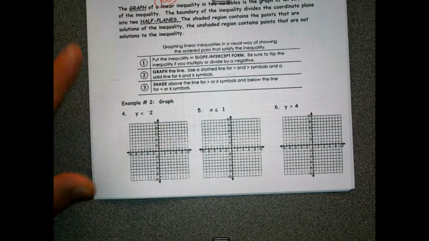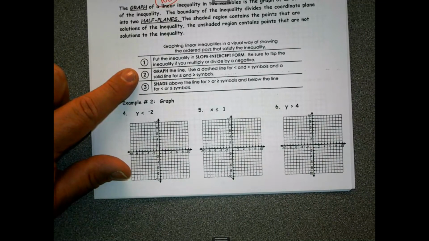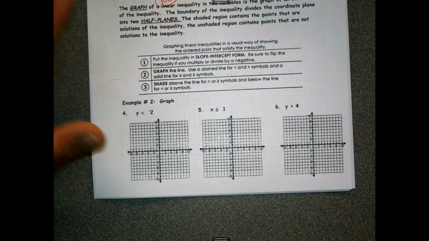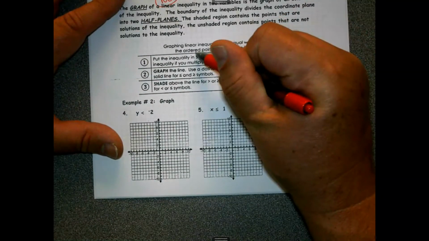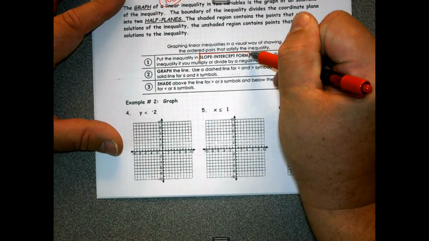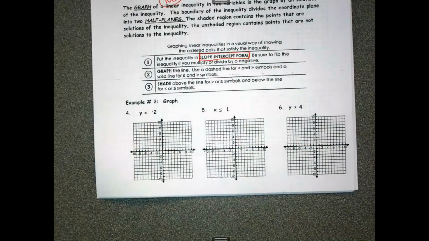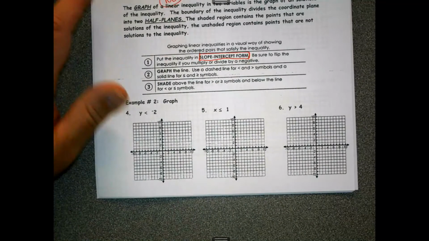Okay, number 4. Oh, wait, we have a process in how to graph these inequalities. First and foremost, you must put it in slope-intercept form. So that's step 1. If it's not in slope-intercept form, you must put it in slope-intercept form.